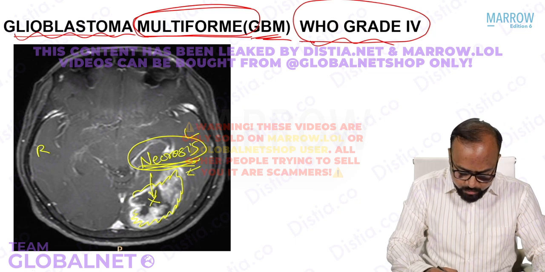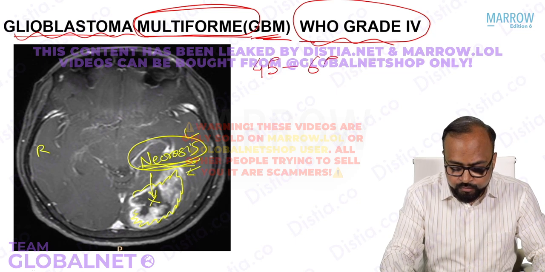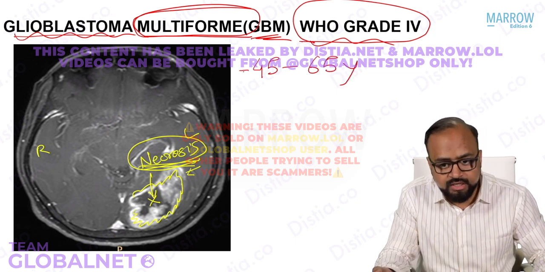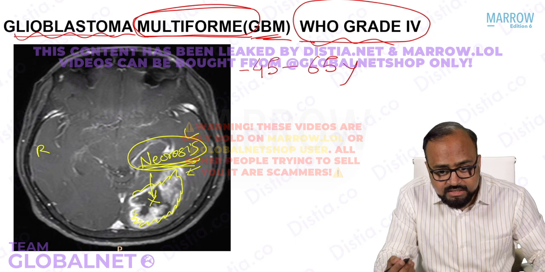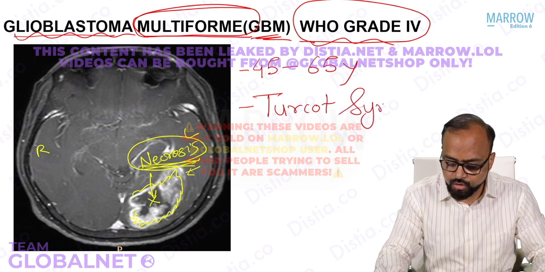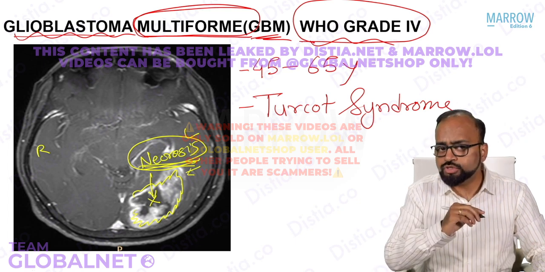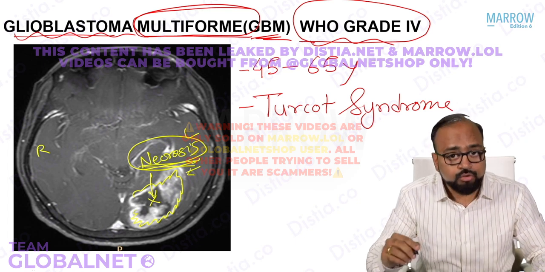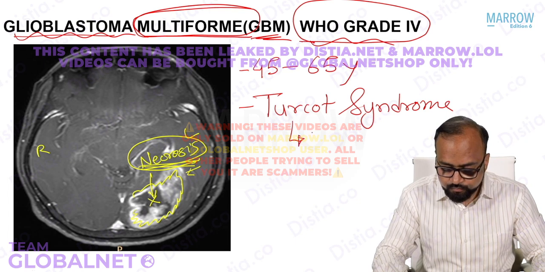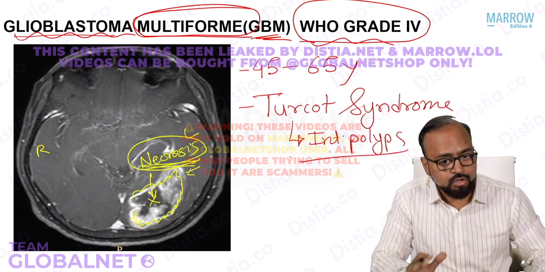Usually, glioblastoma is seen in the elderly age group, say around 45 to 65 years. It can have drop metastasis. It is associated with certain syndromes. One such syndrome is called Turcot syndrome. What is the association of Turcot syndrome? In Turcot syndrome, along with a brain tumor, there are multiple intestinal polyps. So this is the association with Turcot syndrome.